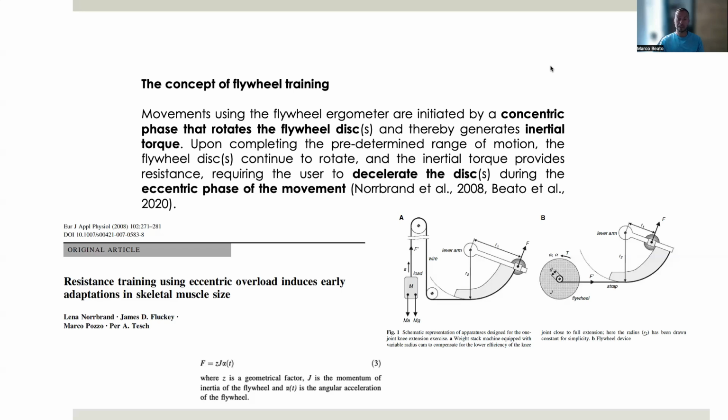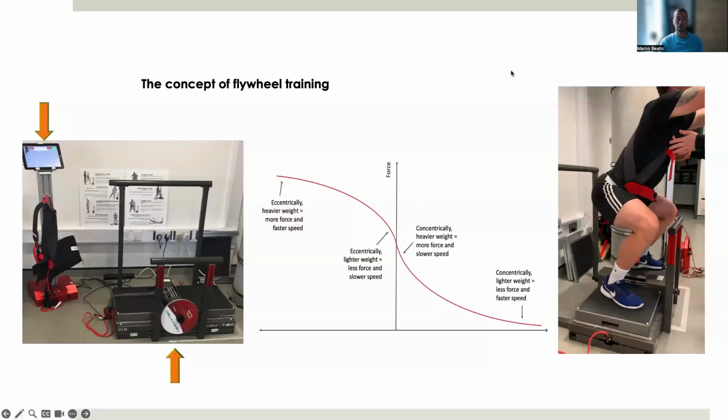On the basis of the characteristics of the disc and the moment of inertia, it's possible to evaluate the power output or the force output during both concentric and eccentric phases. Flywheel training benefits are not only related to the eccentric movement phase, but are due to the combination of both concentric and eccentric contraction during the same exercise.